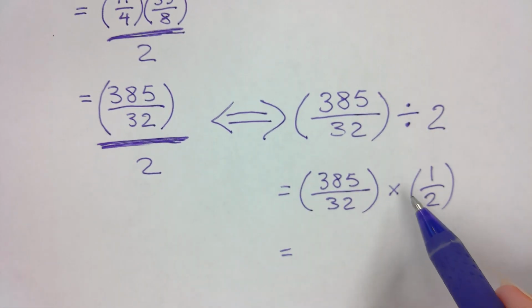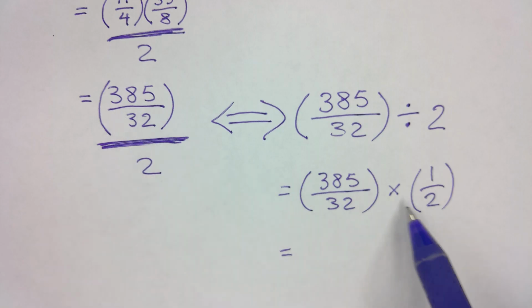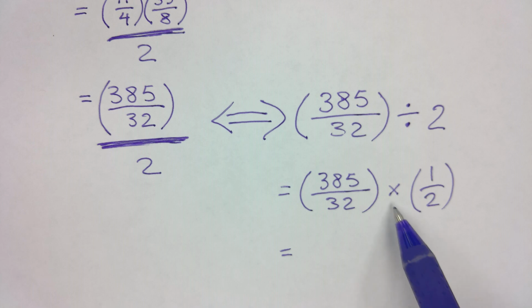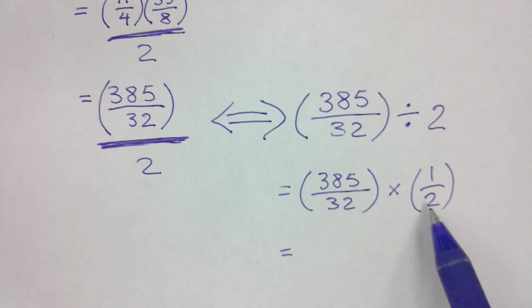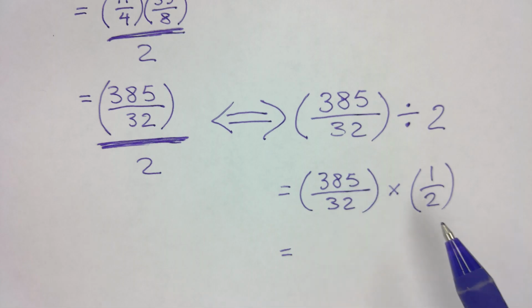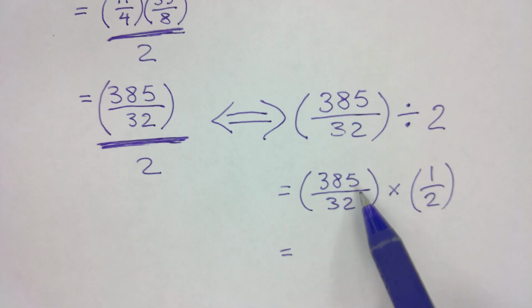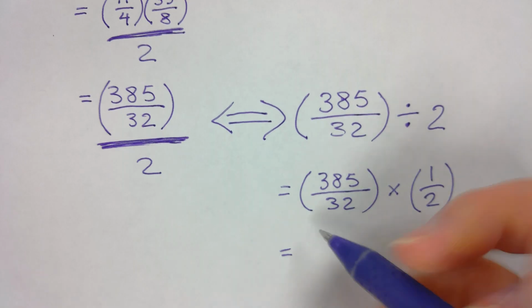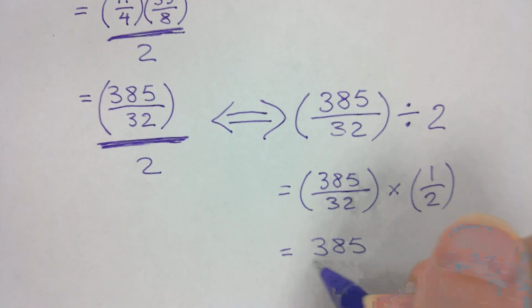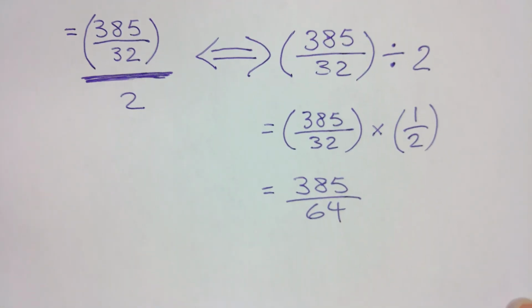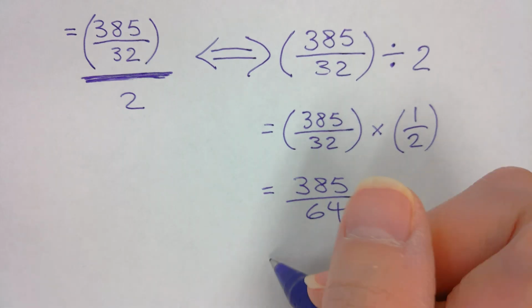Some of you might see this step from the previous step already, but writing this extra step out makes sure that you know to times the 2 to the denominator, not to the 385. A lot of people make the silly mistake of multiplying it to the top instead. So you have 385 over 64. If you leave your answer like this, you will lose the mark because it's not in mixed number form.